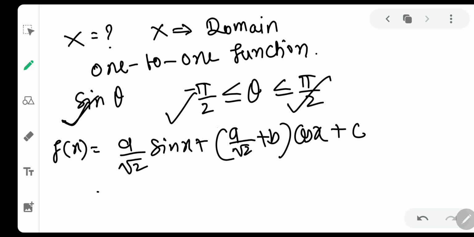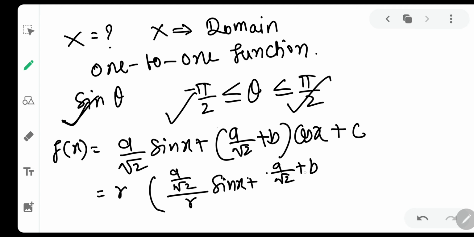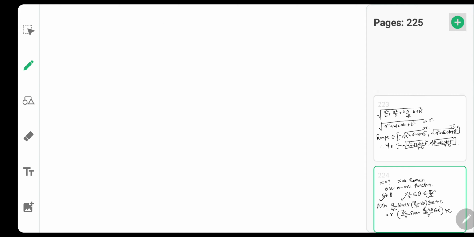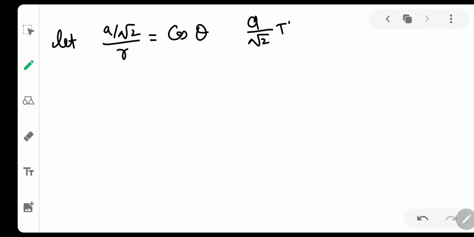So I can see that if I multiply and divide by r, this particular expression will be a by root 2 r sin x plus a by root 2 plus b upon r cos x and then plus c. Very good. Now let us call these values as sin theta and cos theta. So let a by root 2 by r is equal to cos theta and a by root 2 plus b by r be sin theta.